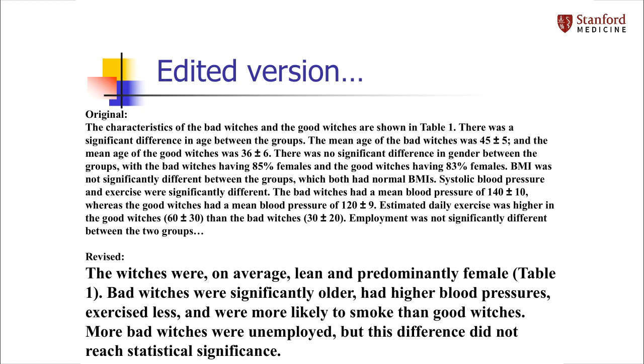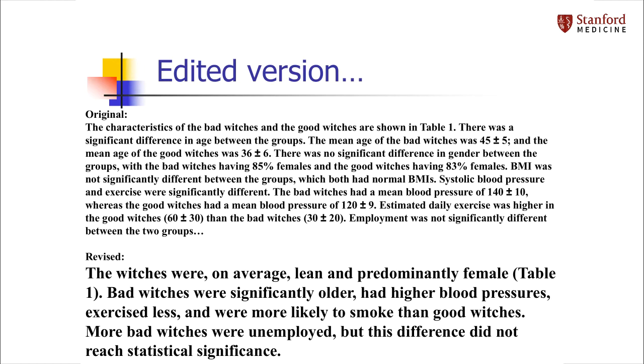My edited version starts, the witches were on average lean and predominantly female, Table 1 in parentheses. Notice that I didn't waste a sentence explicitly telling the reader that Table 1 shows the descriptive characteristics of the groups. I just launched right into the take-home messages from Table 1 and cited the table in parentheses. You have to trust your reader. It's obvious to the reader that it's a table of descriptive characteristics, so don't waste a sentence stating the obvious. It just slows your reader down.